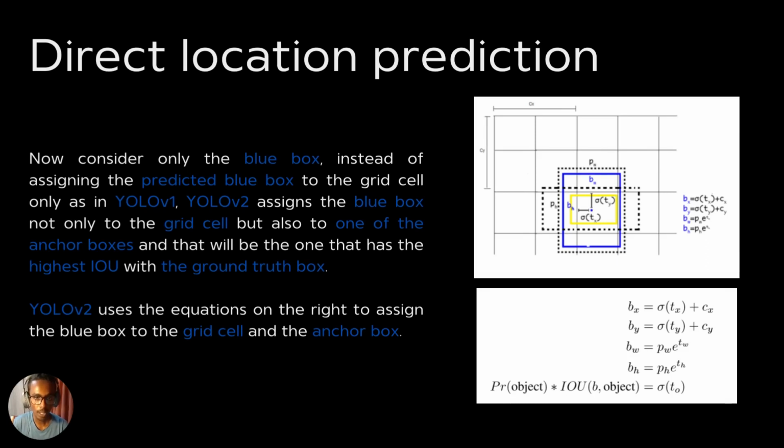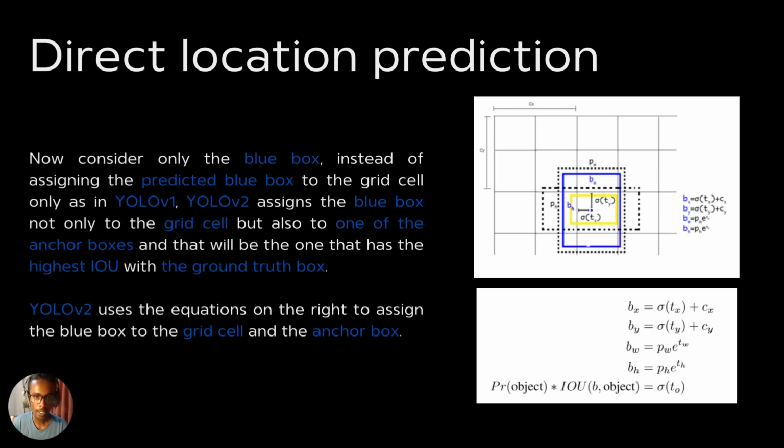Now consider only the blue box, and let's forget about the yellow box. Instead of assigning the predicted blue box to the grid cell only, as in YOLO v1, because in YOLO v1 we just predicted the bounding box directly, in YOLO v2 we assign the blue box not only to the grid cell, but also to one of the anchor boxes, and that will be the one that has the highest IOU with the ground truth box.